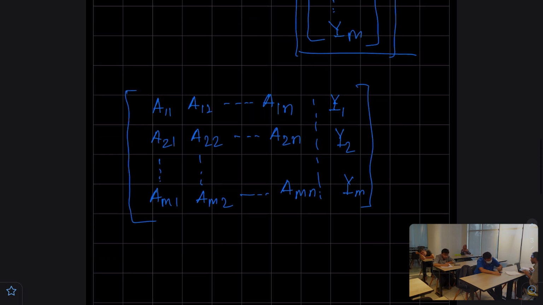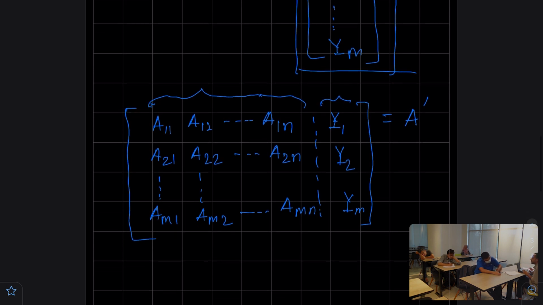Okay, so this is my augmented matrix A prime, and from this, as you can see, this part is the matrix A, right? And this part is the m cross 1 column matrix Y, right?